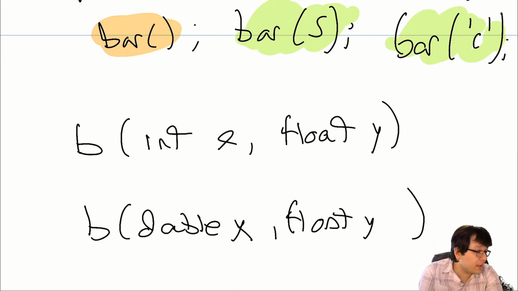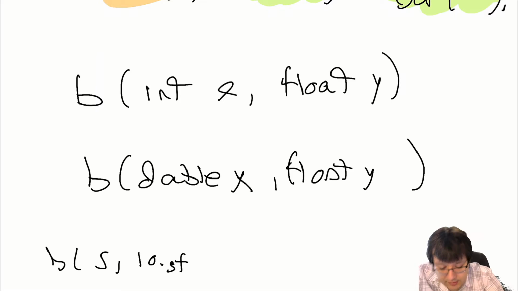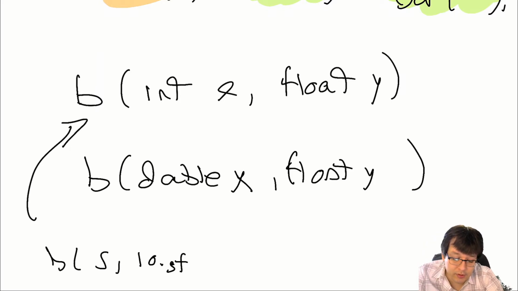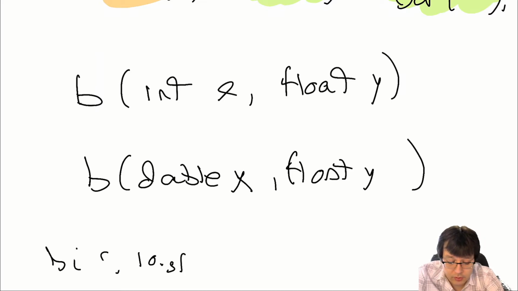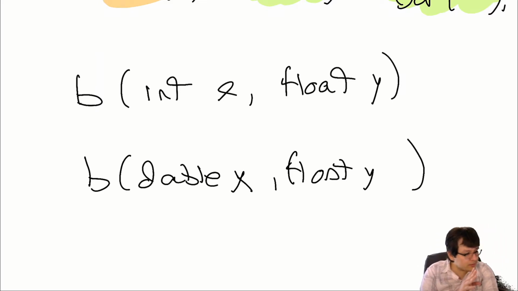So in this case, if I have a function call of the form b(5, 10.5f), it's easy to see that it's going to go with this one because this is an integer and this is a float. The problem arises when the compiler can't figure out which one you're trying to call because two of them have the same sort of distance from your parameters, when the types of the parameters are not exact.